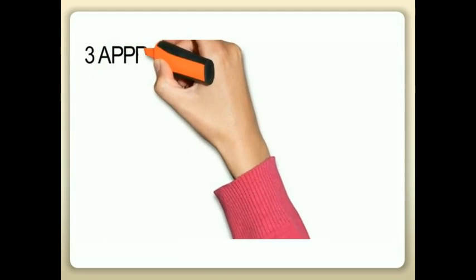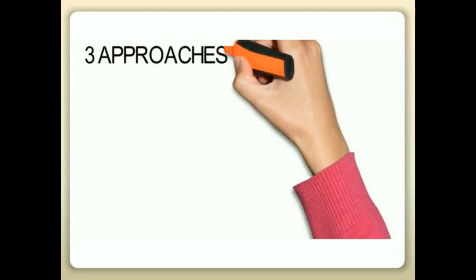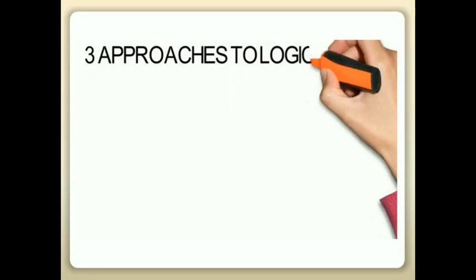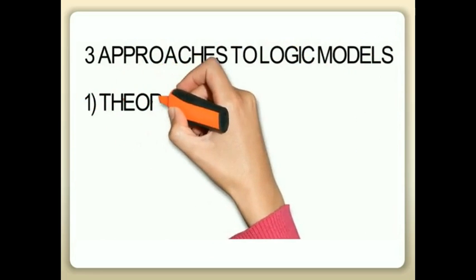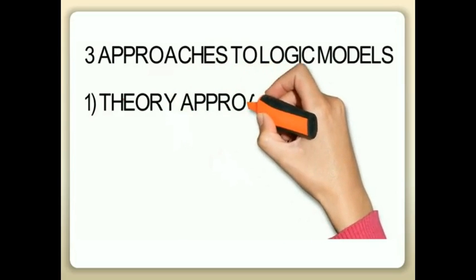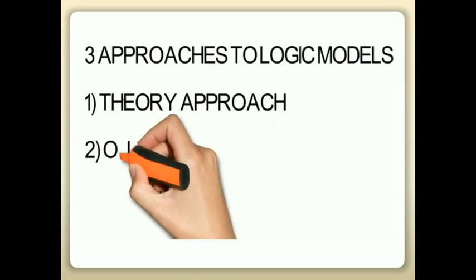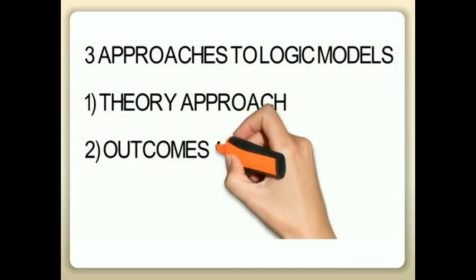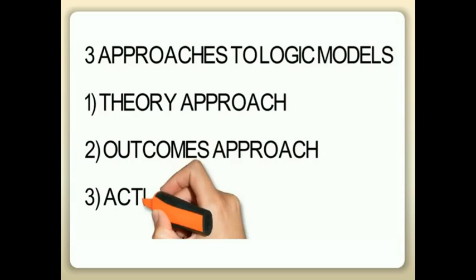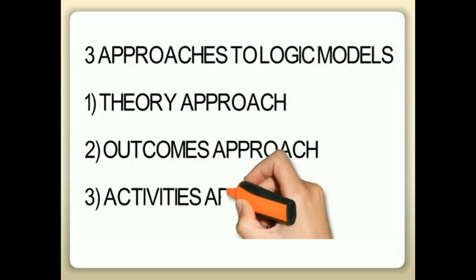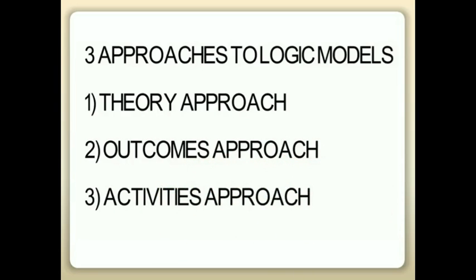There are 3 main approaches to the development of logic models. Theory approach models give a big picture of the program or intervention. Outcomes approach models are often used for reporting purposes, as outcomes are developed with a theory of change in mind and focus on specific resources and activities. Activities approach models are good for management and monitoring, mapping the process of program implementation.